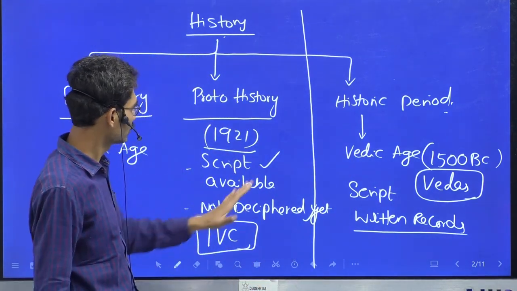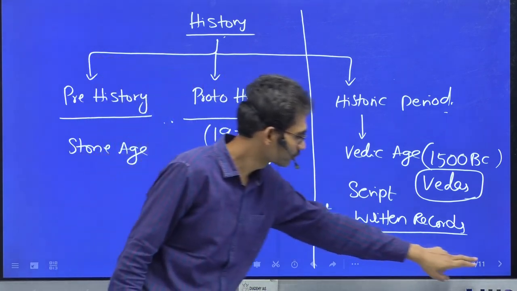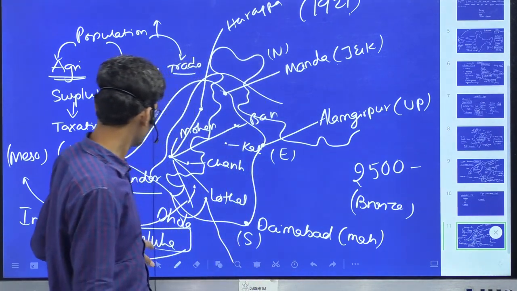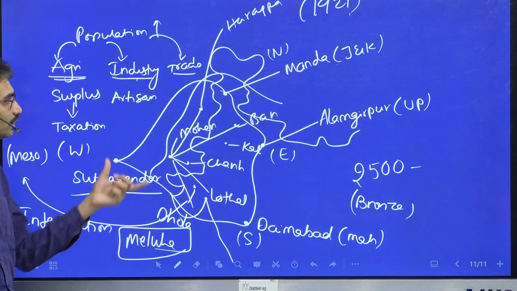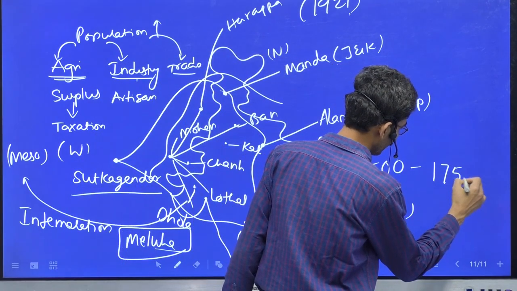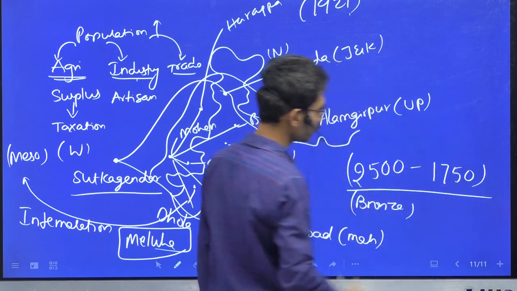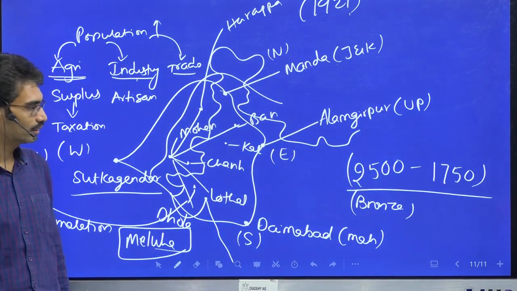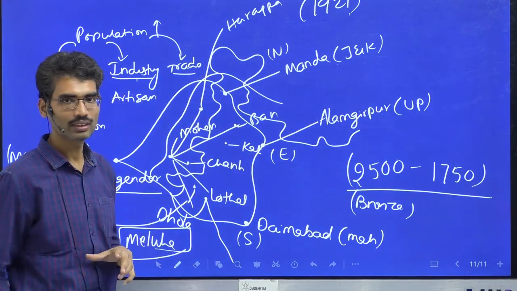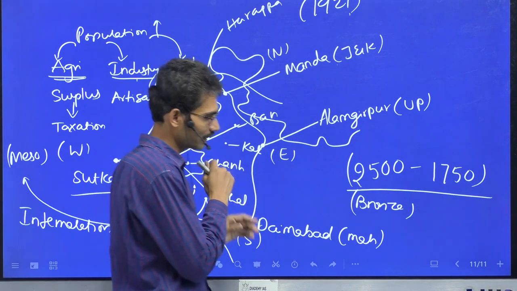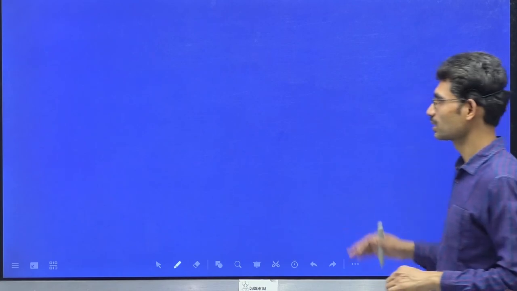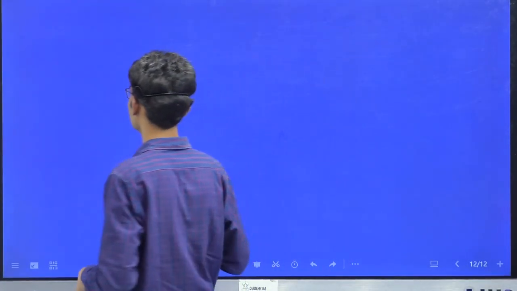This is Stone Age. So this is how, in 1921, we come to know that there are remarkable cities that were in existence in Indian subcontinent in 2500, but by 1750, they declined completely. So during this time period, 2500 to 1750, these cities were very much active. Now, let us see some important developments. For example, some factual part for prelims examination.